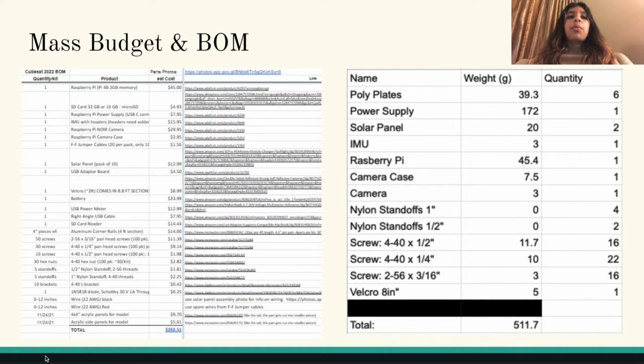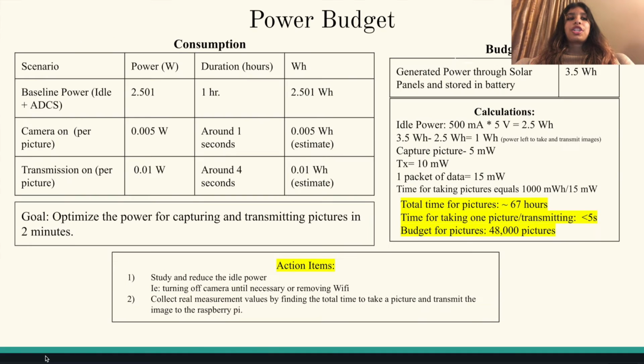For our mass budget, we used the weighing scale and measured each of the different parts of our satellite, and we used that quantity to create an estimated total weight of a satellite, which is grams. This weight was used to make sure our satellite matches the 1U form factor restrictions.